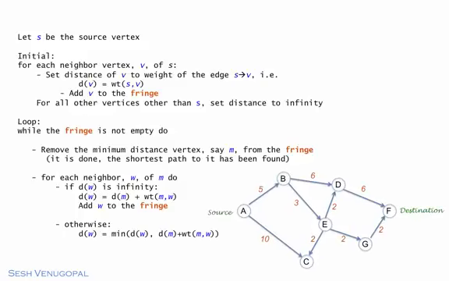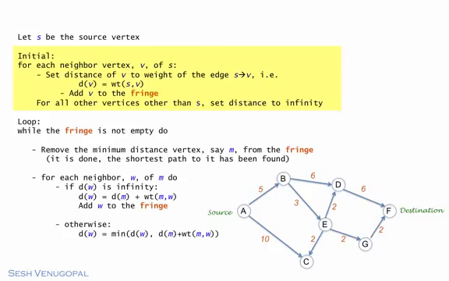Okay, to wrap it all up, here's the algorithm. S is the source vertex. In our example, that would be A. In the initial step, for each neighbor of the source, we'll set its distance to the weight of the edge from the source to it. So B's distance would be 5, C's would be 10. For all the other vertices that are not reachable from A yet, the distances will be set to infinity.